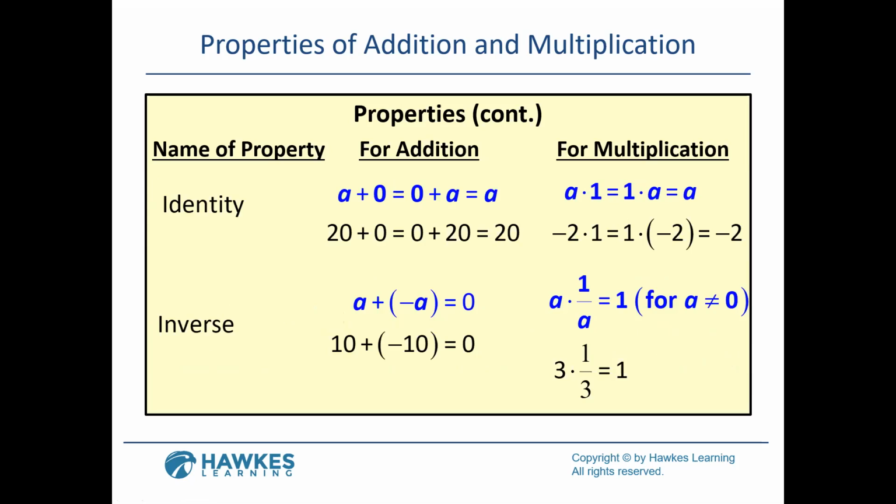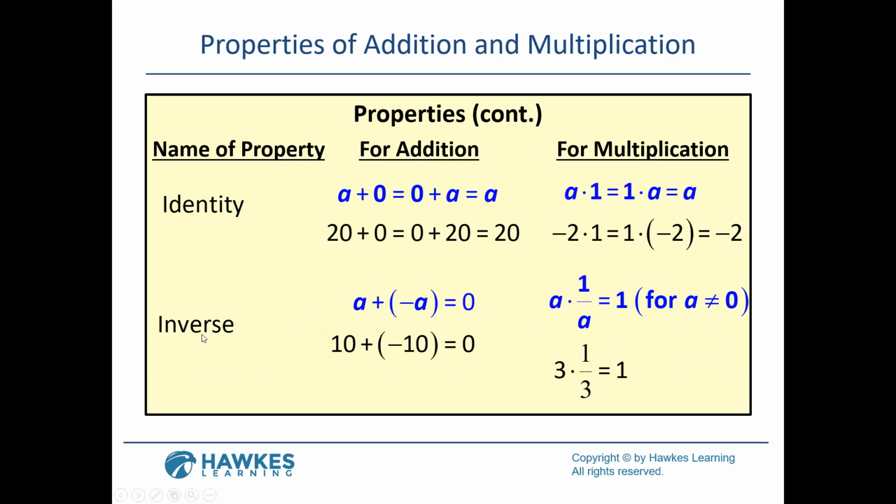Next two are identity and inverse. The identity for addition means you get the same thing. Anything you add to 0, you get that number. 20 plus 0, we know that equals 20. In multiplication, anything we multiply by 1, we get that same thing. So a times 1, we get a. Negative 2 times 1, we get negative 2.